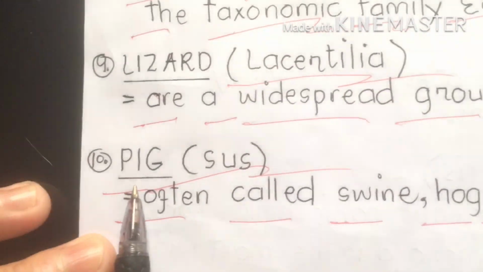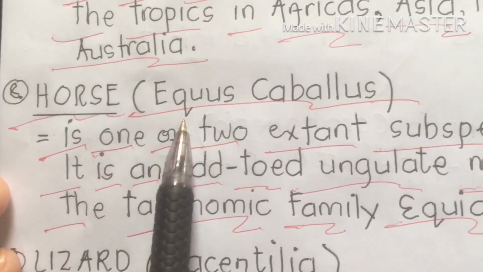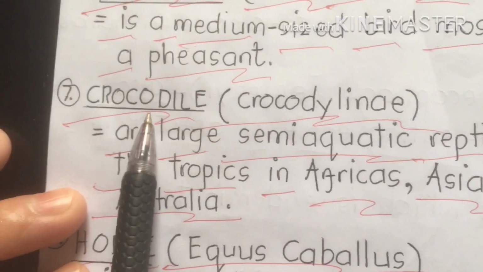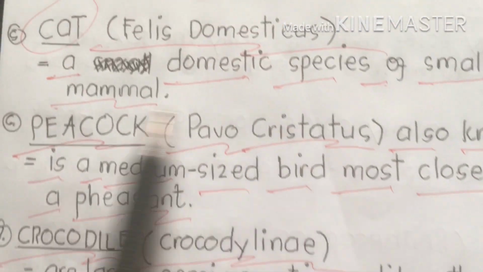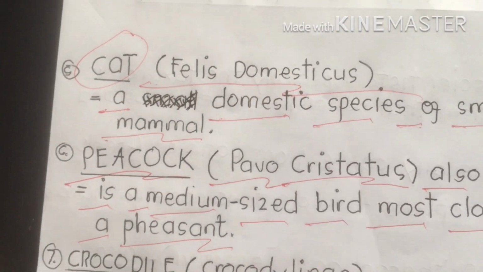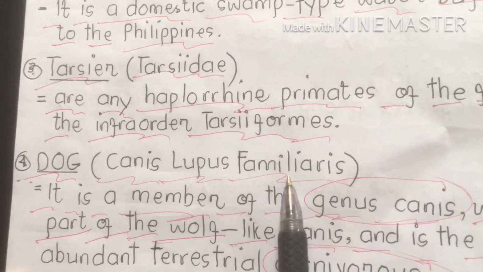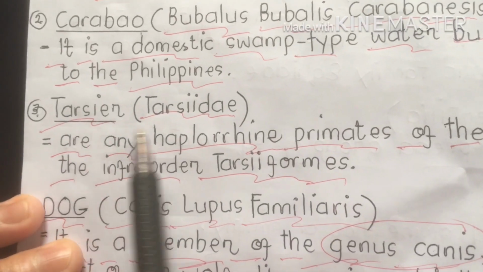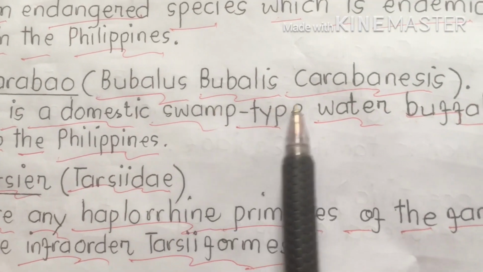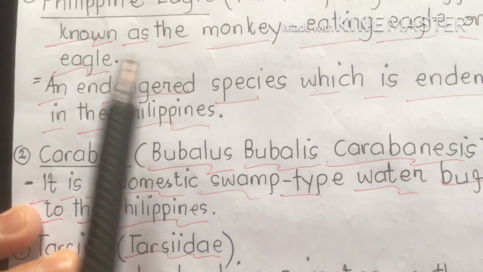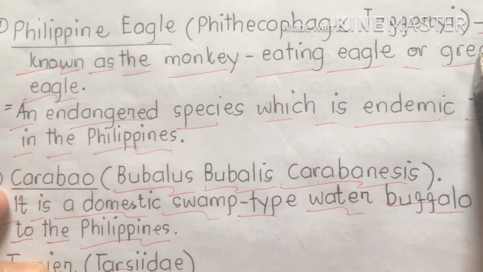Again, pig, Sus; lizard, Lacertilia; horse, Equus caballus; crocodile, Crocodylidae; peacock, Pavo cristatus; cat, Felis domesticus. Next, class, dog, Canis lupus familiaris; tarsier, Tarsiidae; carabao, Bubalus bubalis; Philippine eagle, Pithecophaga jefferyi.